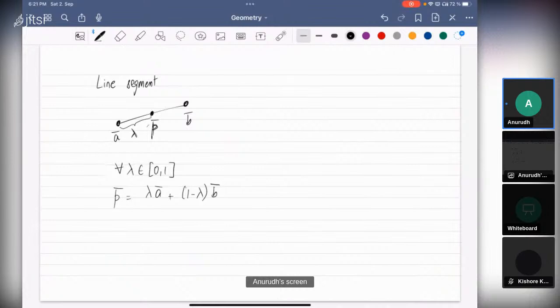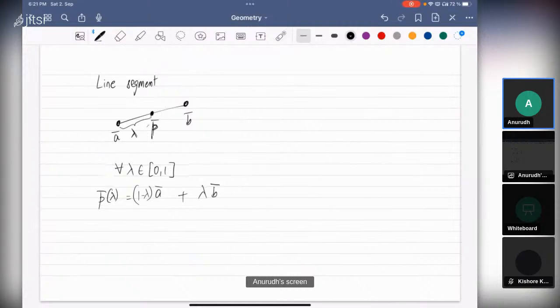So when lambda is 0, you get the point A. Maybe to be more precise, this P prime is actually a function of lambda. It's not a single point. So when lambda equals 0, you get A, and when lambda equals 1, you get the point B, and everything in between is given by this. So you can now parameterize a point on a line segment the same way.